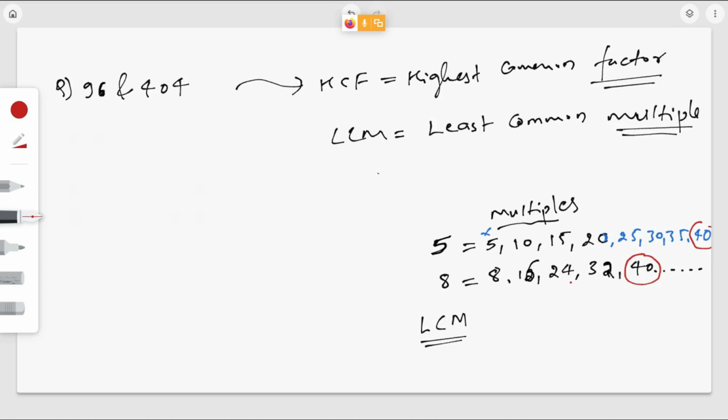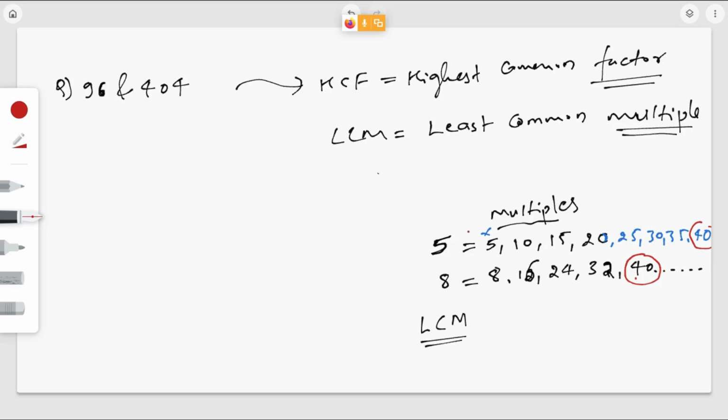No, sir. Any other? You can take numbers greater than 40 also. Is there any other number which is common in the multiples of 5 and 8? No, sir. Sir, 80. Greater than 40, you can have 80, right?